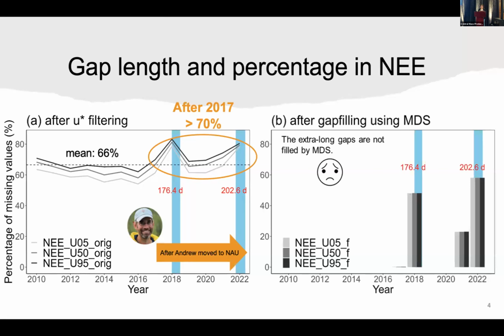And unfortunately, after we apply the marginal distribution sampling, the standard method, the long gaps are still there. There are 2 extra long gaps marked in blue here. They are about 170 days and 200 days. That's crazy long gaps.